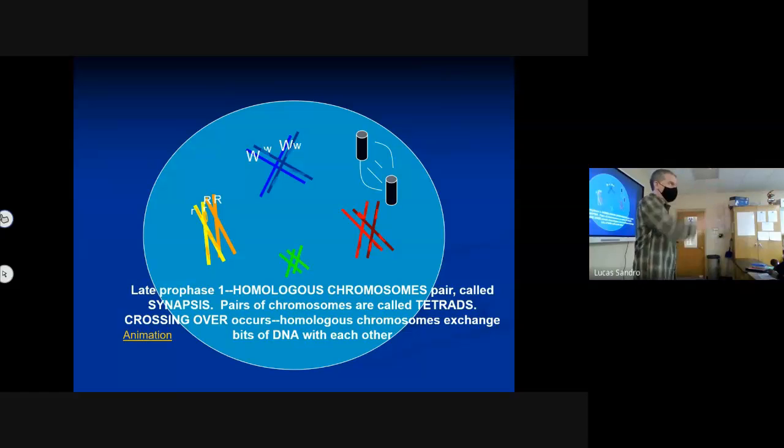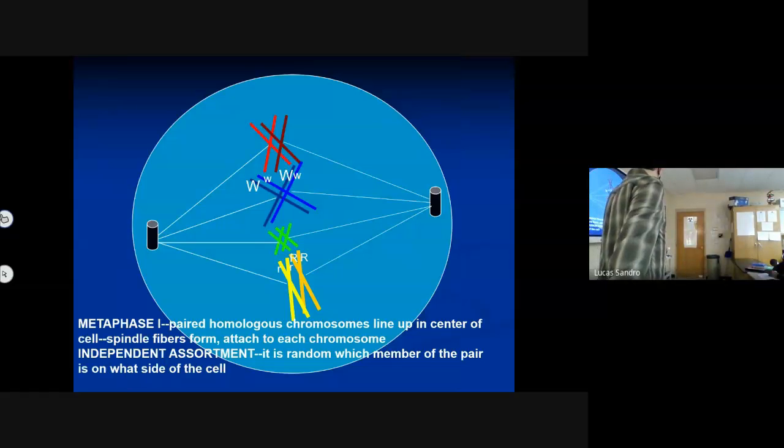So instead of lining up single file and getting pulled apart at the centromere, remember, they're lining up in pairs. And the thing about that is that, whichever one of these you want to call the mom or the dad chromosome, it's going to be random. There's basically a 50-50 chance which one winds up on which side of the metaphase line. That's the second thing that's going to create some diversity. So in metaphase 1, it is random which chromosome winds up on the right or the left, on which side of the metaphase line.